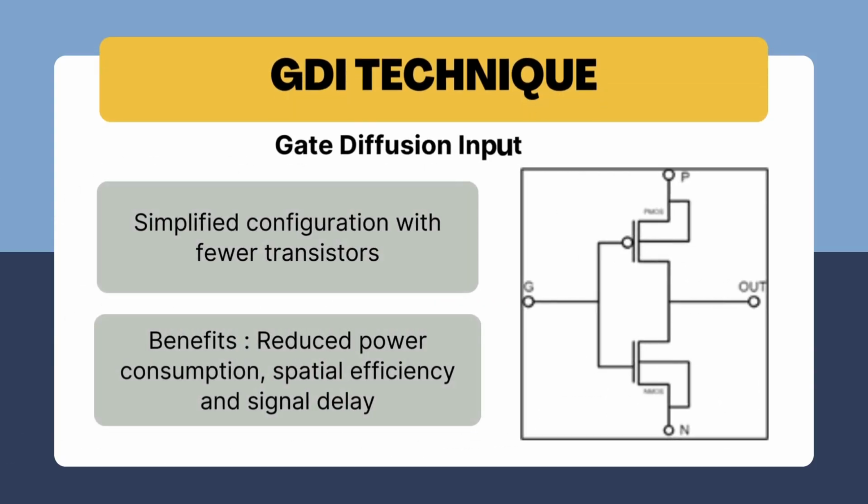The GDI technique simplifies circuit configuration by using fewer transistors, as depicted in the diagram on the right. This streamlined approach not only reduces the complexity of the design, but also leads to several key advantages. First and foremost, GDI significantly reduces power consumption. This is a critical factor in the design of modern electronics, where energy efficiency is essential. By minimizing the number of transistors, GDI circuits consume less power, making them ideal for battery-operated devices and energy-sensitive applications.